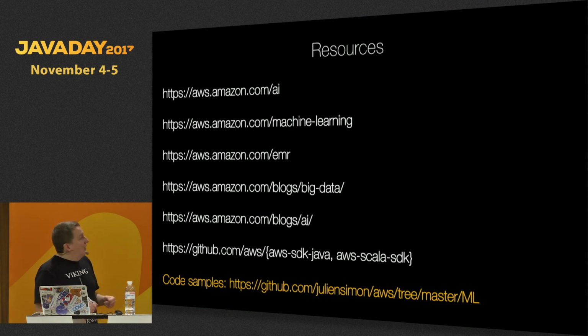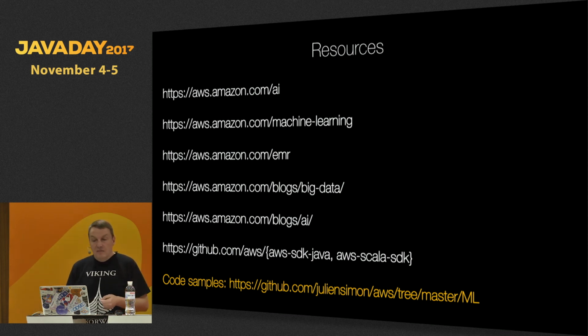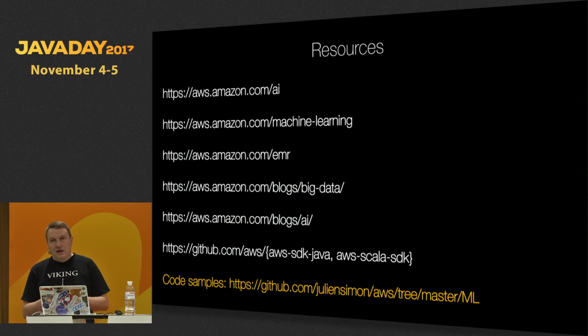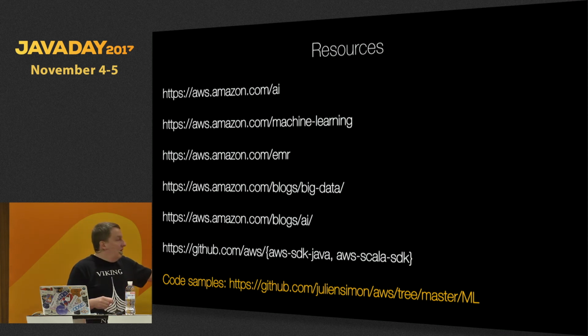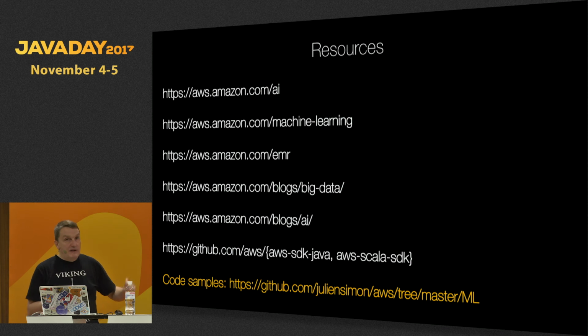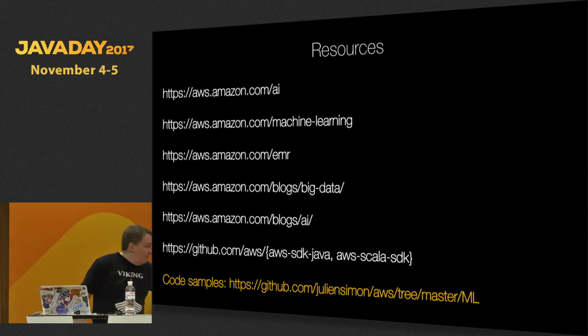All right, so good resources. Of course, the AI, machine learning, and EMR web pages. We have dedicated blogs for big data where you will find lots of EMR stuff. We have an AI blog where you will find, again, Spark ML, MXNet, etc. We have SDKs for Java and Scala on GitHub. So if you want to write the Java APIs and the Scala APIs that you saw me using today, they come from there. And if you want the code for all of this, that's where it lives, okay?